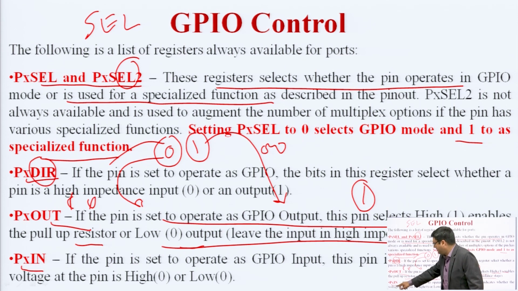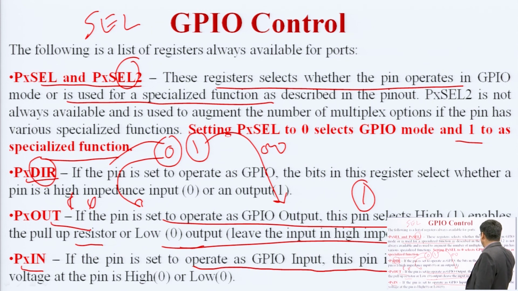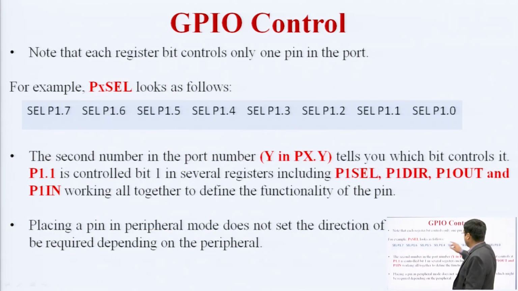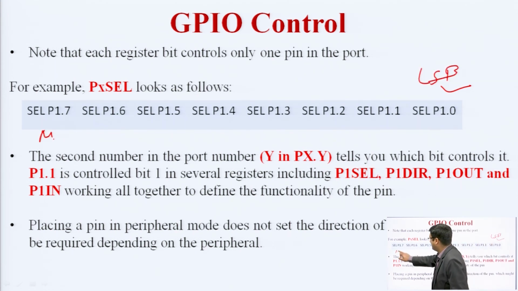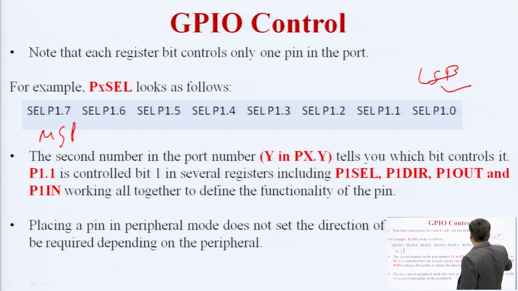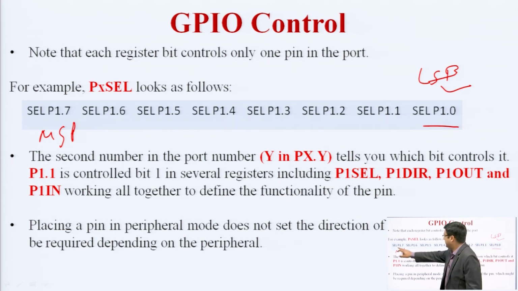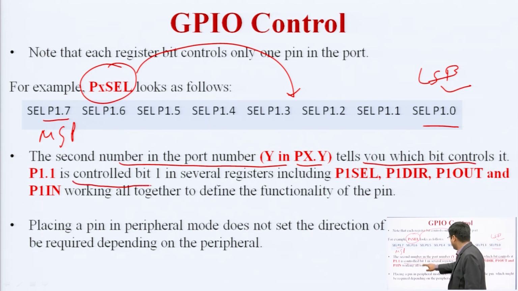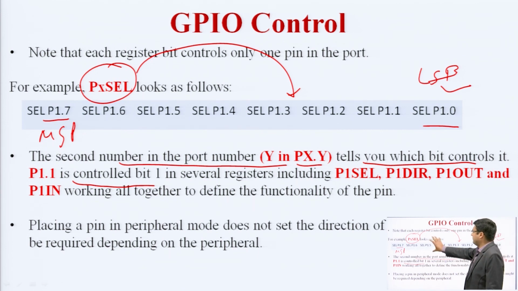PxIN similarly, OUT represents the output pin, IN represents the input pin. If this pin operates as GPIO, this register indicates whether the voltage at the pin is high or low. So these are the registers associated with the GPIO control. These are the select values, this is the LSB, this is the MSB. The selection of the pins varies from P1.0 to P1.7. This is the 8 bit register of PxSEL. The second number in the port number, y in Px.y, tells you which control bit is used. So all the registers are associated with these values.